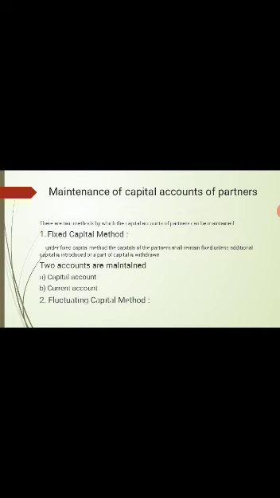The second method is the fluctuating capital method. Under the fluctuating capital method, every time there is a fluctuation, that means there is a change in the capital account. All the time changes have to be made, because all the entries will be done under only one account, that is the capital account. Capital introduced, additional capital, withdrawals, interest on capital, interest on drawings, salary, commission, everything will be specified in it, and under this only one account is prepared, that is the capital account.